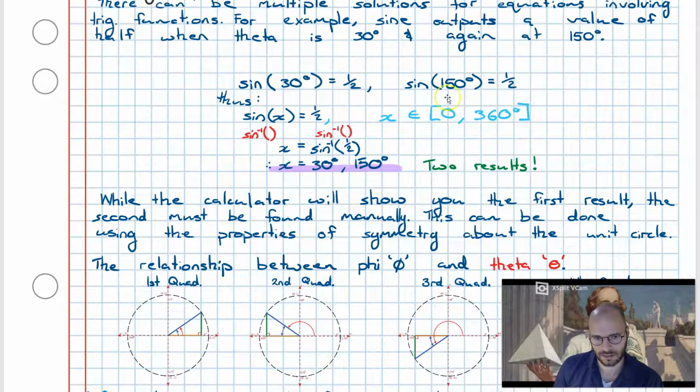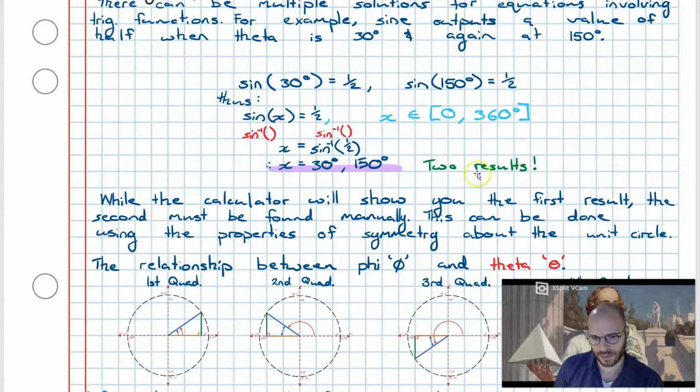Now, based on this relationship here, what we can see is that if we set the angle itself to x and the output to a half, we go sine x equals a half. Rearranging for x, we're going to get x equals inverse sine of a half. And we know that the values for these are going to be 30 degrees and 150 degrees. So there'll be two solutions here.